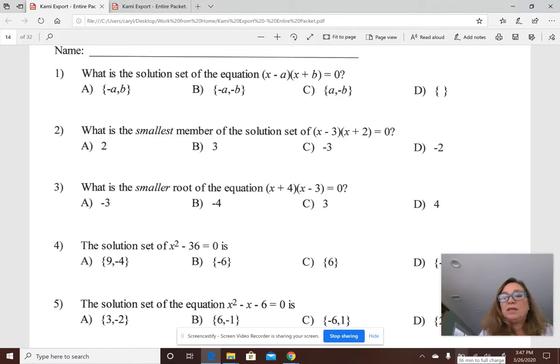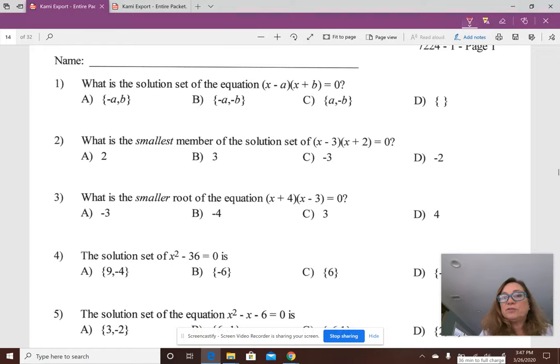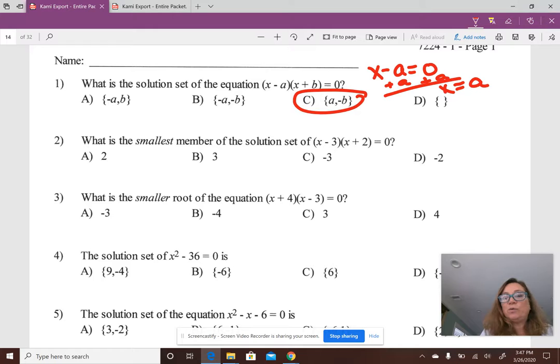Number one, you would set both factors equal to 0, so you say x minus a equals 0, add a, so x equals a. Therefore, choice C is the only choice that would work because it's the only one that has a positive a. But to find the other root, you would set x plus b equal to 0, subtract b, so x equals negative b.